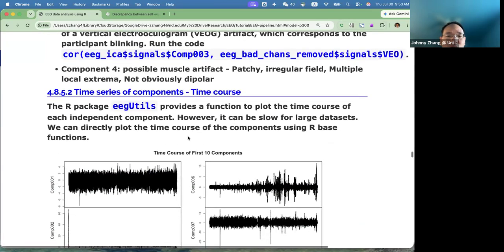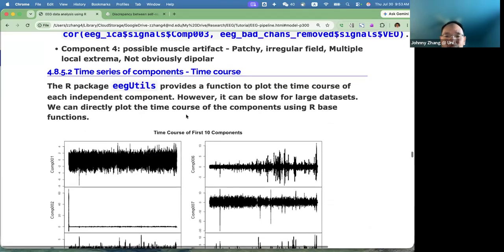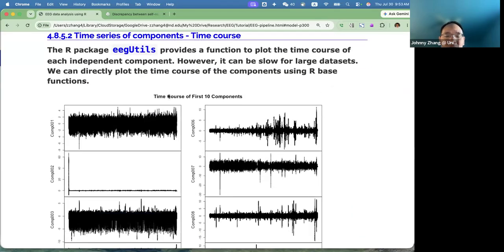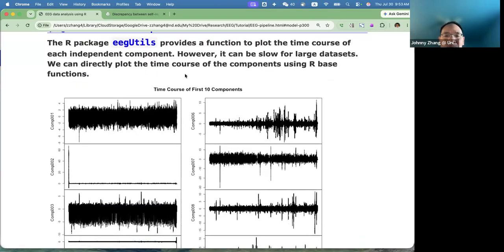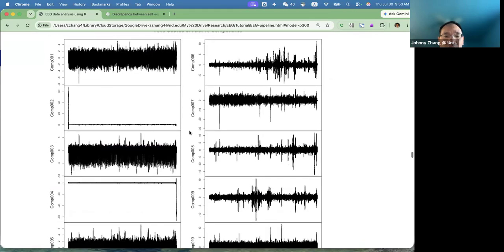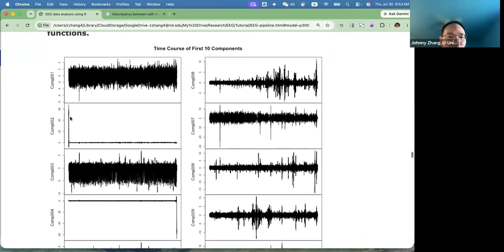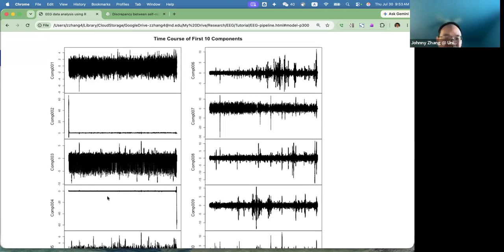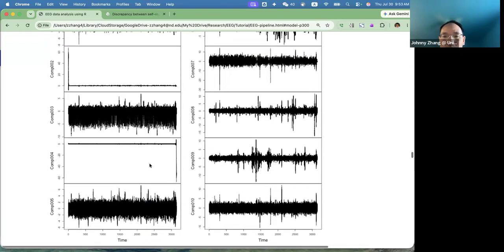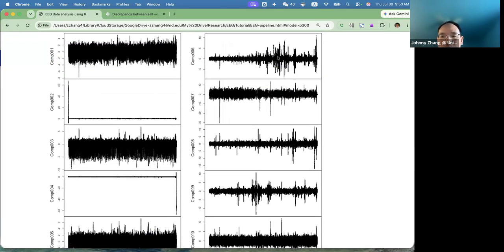Another visualization method you can use is the time course plot. This is the time course plot of the components. For typical neural information, you would have a plot like this without particular patterns. For a plot like this, there are sudden changes here, which often indicates some artifact. This one may also show some irregular patterns because there are relatively small and more frequent changes here.